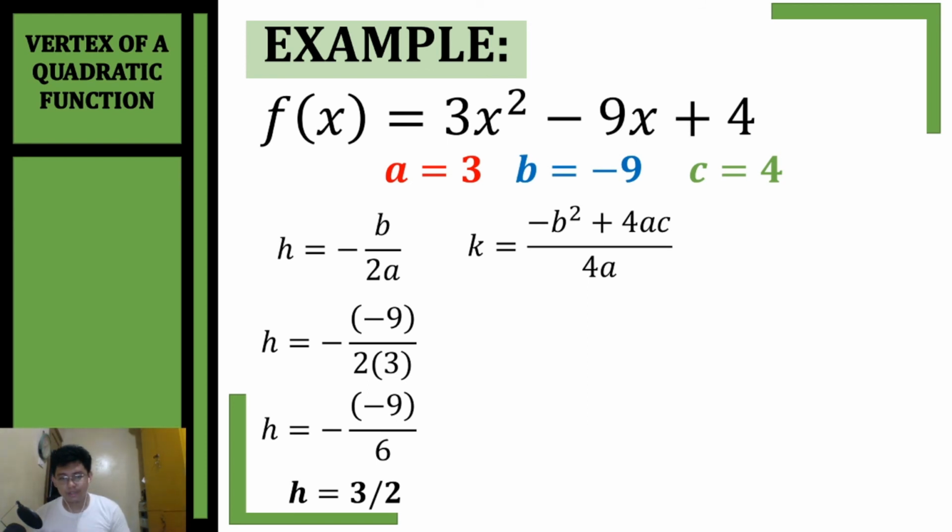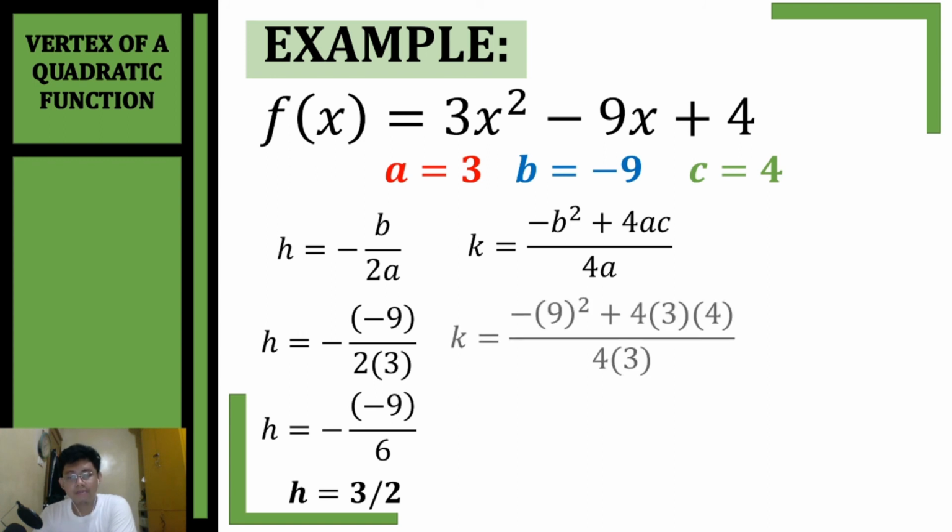So we will use k is equal to negative b squared plus 4ac all over 4a to get our y-coordinate. Alright, so let's substitute the values of a, b, and c to our formula. So we will have negative 9 squared plus 4 times 3 times 4 all over 4 times 3. Apply the order of operation to simplify this expression. So we will have negative 81 plus 48 all over 12.